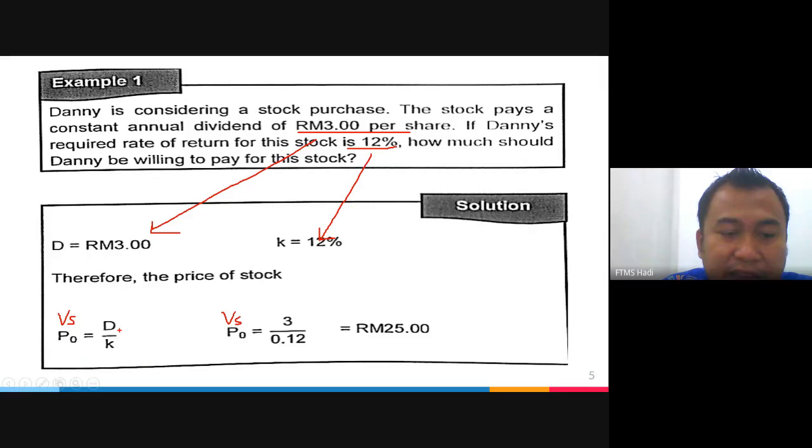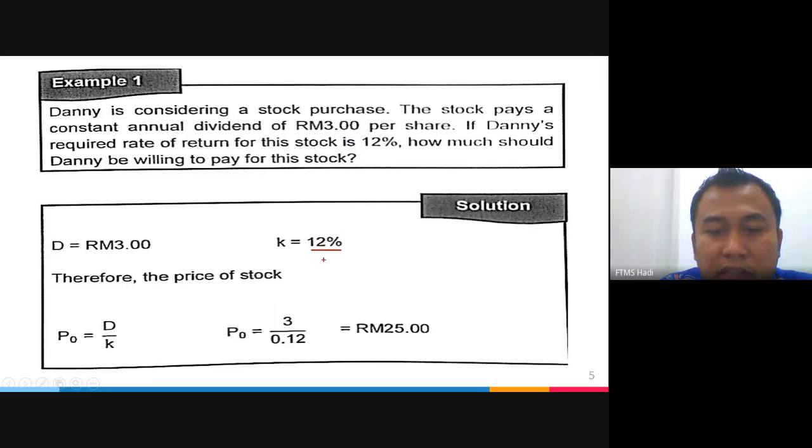We can also call it PS, which is equal to D divided by K, which is RM3 divided by, remember this one is a percentage, so you need to divide it by 100 to get the round number. Do not simply do 3 divided by 12, it's not going to help. So you divide by 100 to get the round number. So 3 divided by 0.12, and then you press the calculator, and you will get the price of RM25. In conclusion, the company's share price that Danny wants to purchase is RM25 per share.